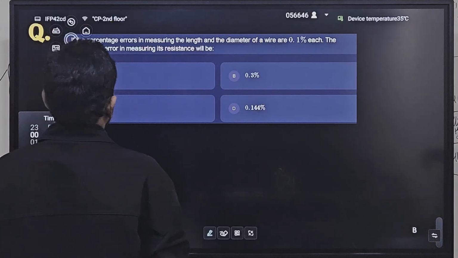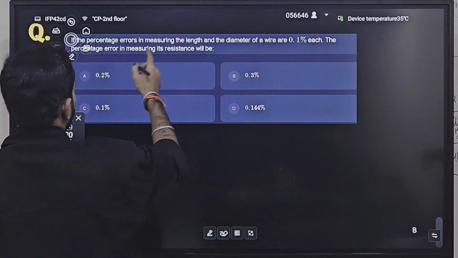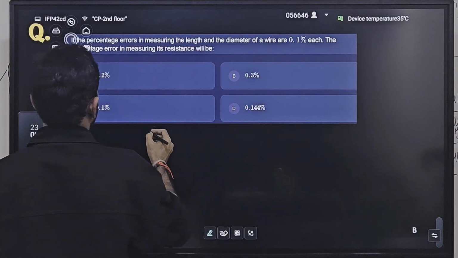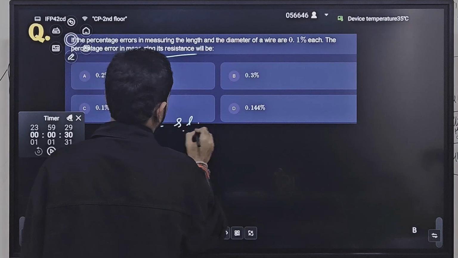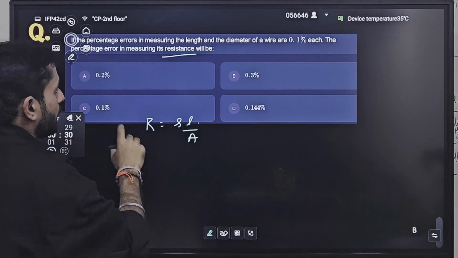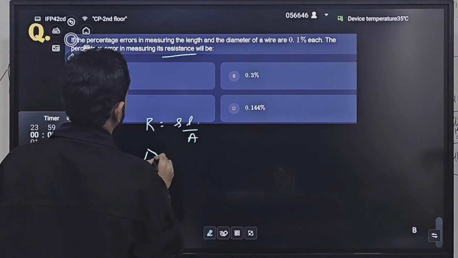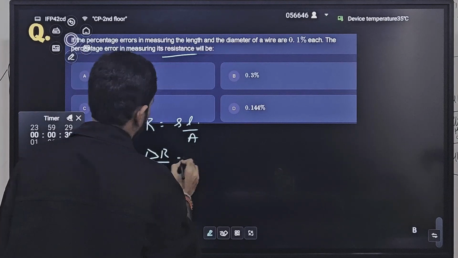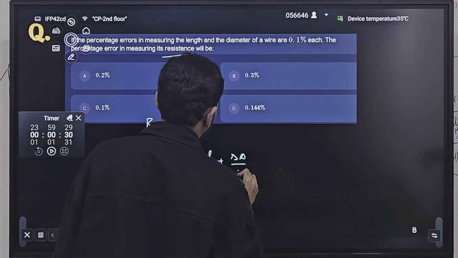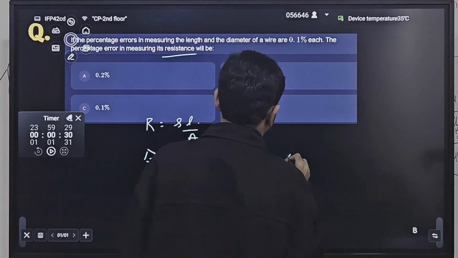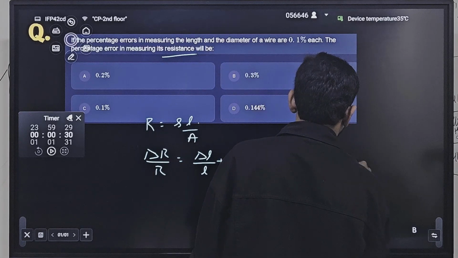Now see, the percentage errors in measuring the length and the diameter of a wire is 0.1% each. That is how you can find the percentage error in resistance. Resistance can also be written as rho L by A. Now percentage error in length and wire are given. That means how you can write the percentage error in resistance. Delta R by R can be written as delta L by L plus delta A by A. This can also be written as delta L by L plus 2 times delta R by R, since area is proportional to the square of the radius.